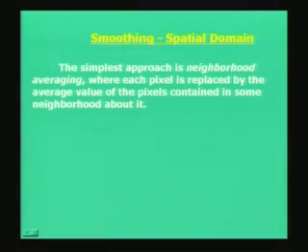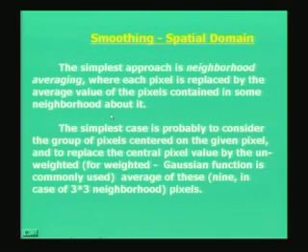We will move to the last section of this lecture, where we will talk about noise removal or smoothing, using smoothing operations in an image. So, let us look at smoothing in the spatial domain. The simplest approach is what is called neighborhood averaging, where each pixel is replaced by the average value of pixels contained in some neighborhood about it. The simplest case is probably to consider the group of pixels centered on the given pixel, and to replace the central pixel value by the unweighted average of these. When you talk of weighted, we can use a Gaussian mask or a Gaussian function, but here it is an unweighted average of 9 pixels in a 3x3 neighborhood.